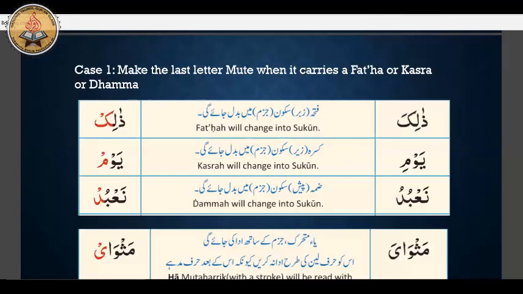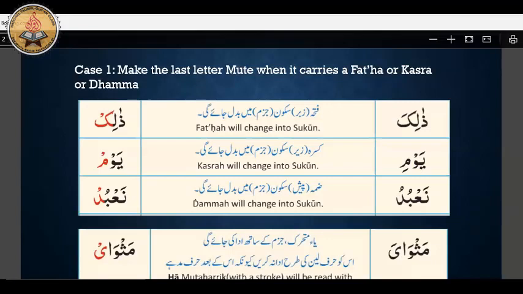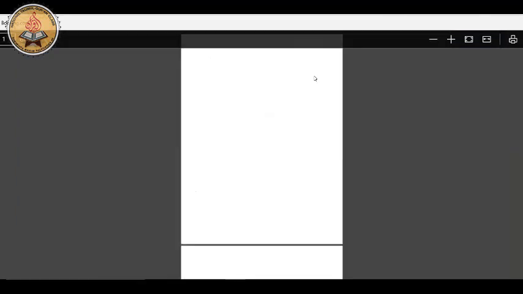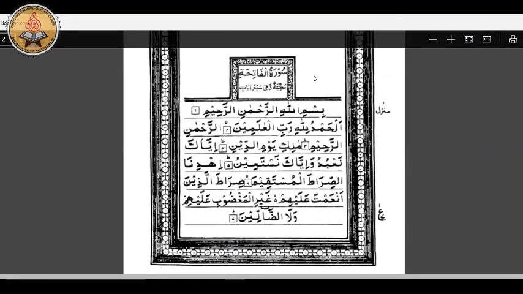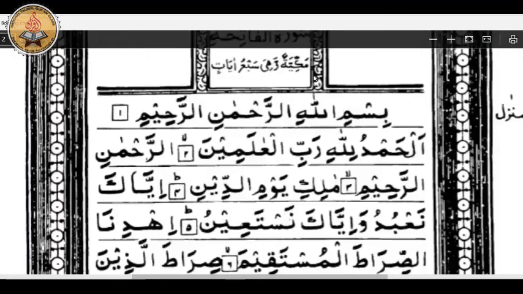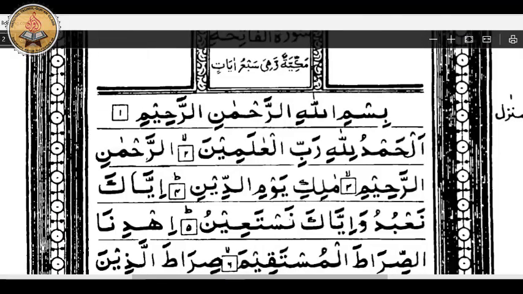So basically, Bismillahir Rahmanir Rahim is part of every surah. If you see, every surah starts with Bismillahir Rahmanir Rahim. I can show you here: Bismillahir Rahmanir Rahim, that's part of Surah Fatiha. So the answer is yes.